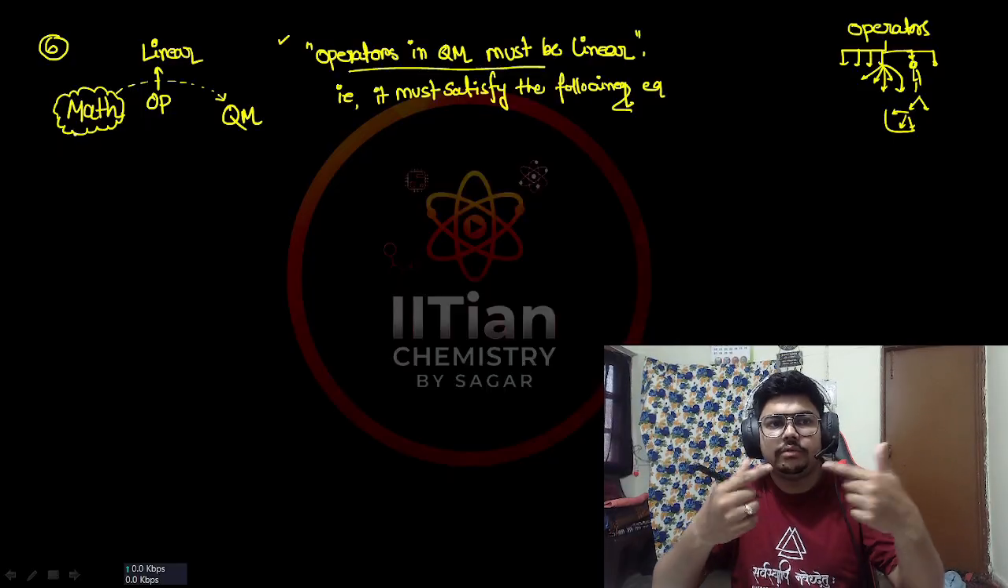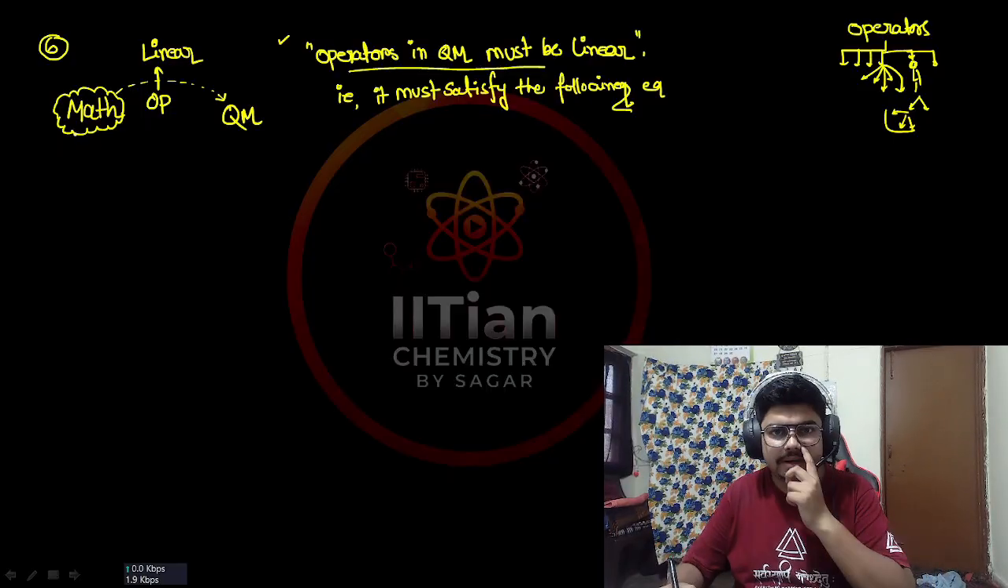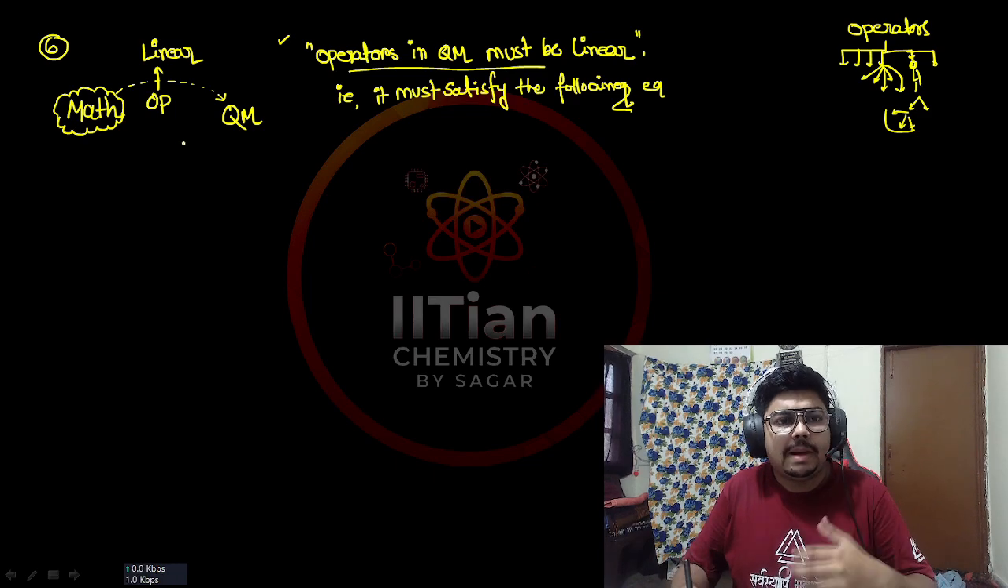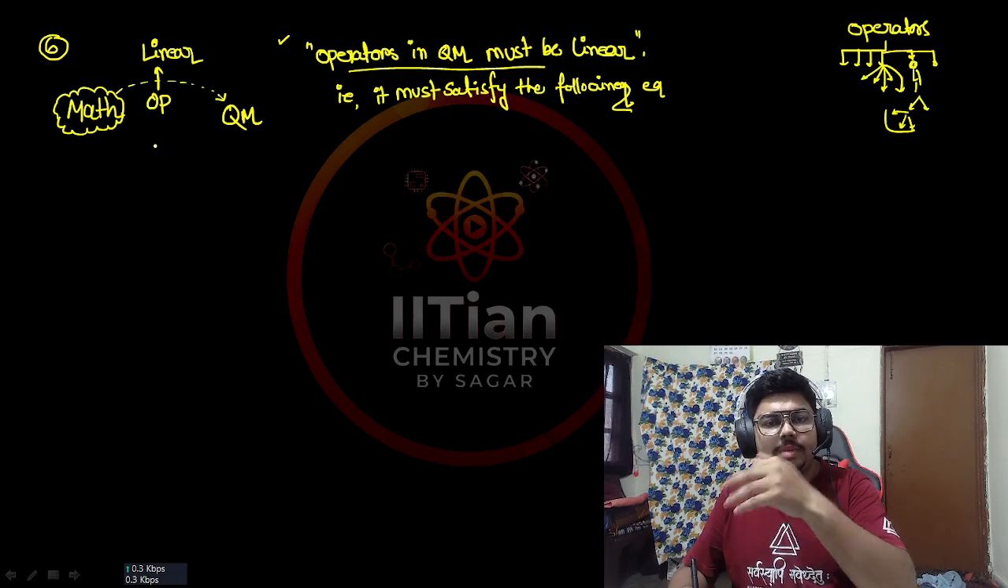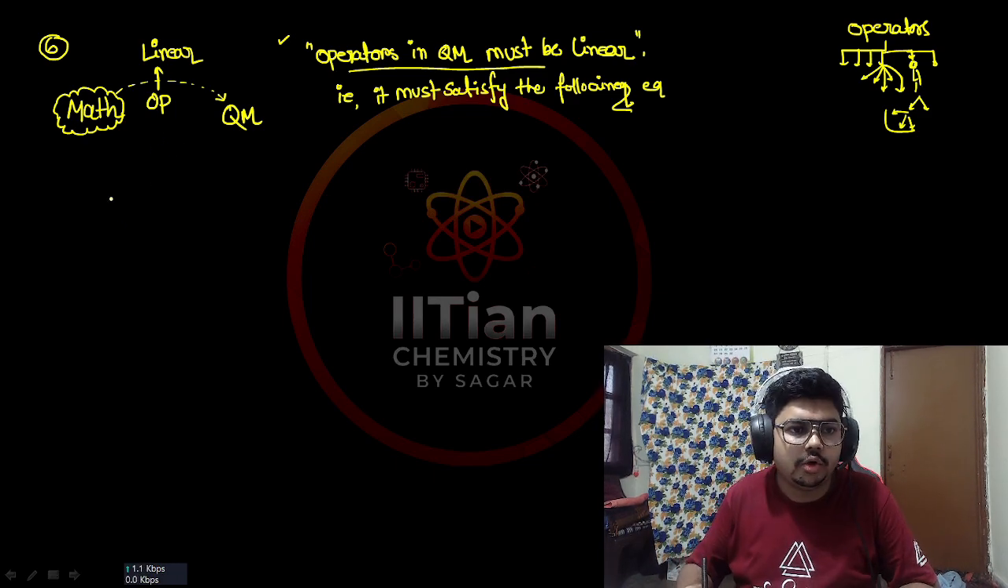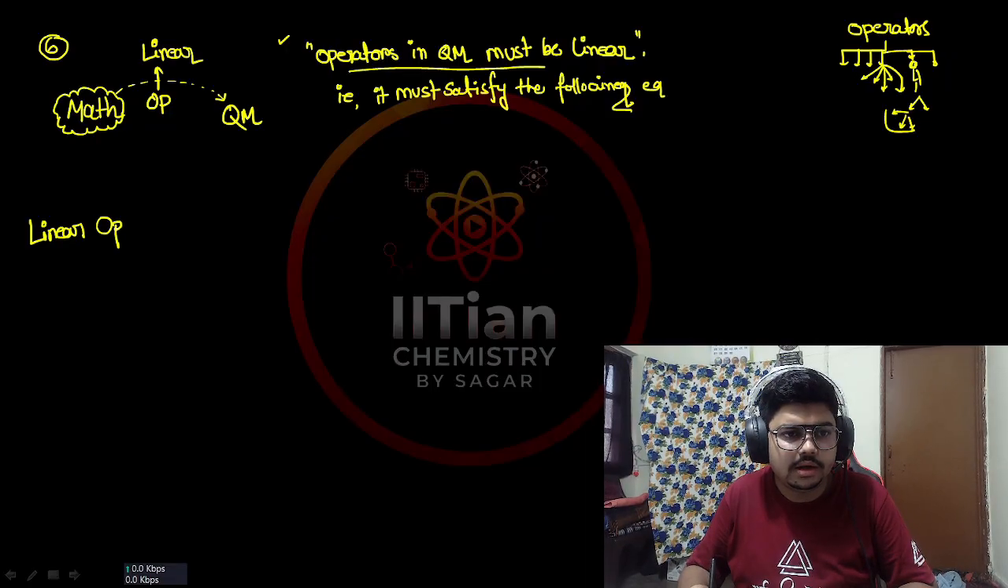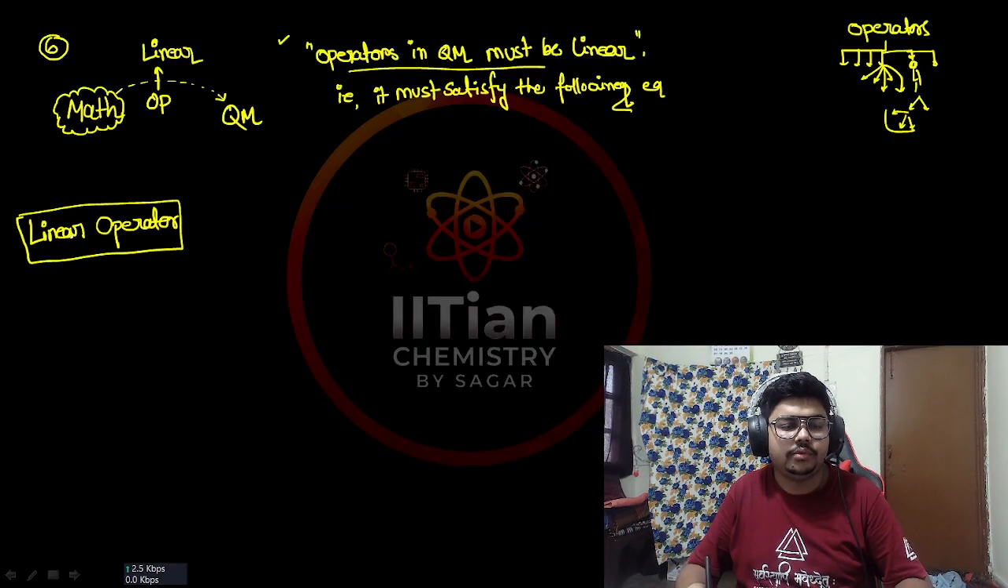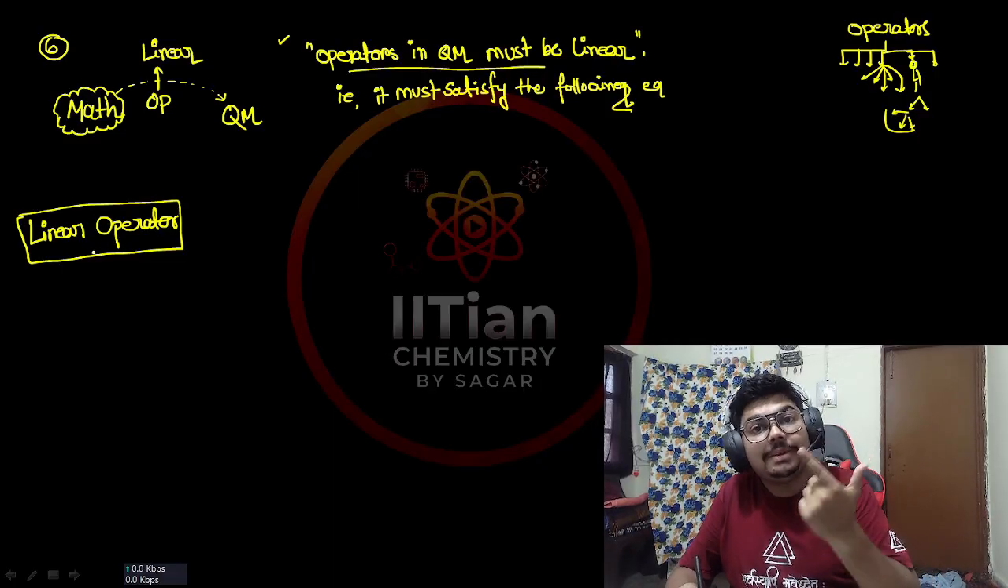We will understand what we mean by a linear operator. My operator should be linear to be applicable in quantum mechanics. We must have a linear operator to be used in quantum mechanics, right? Only an operator is not enough. We must have a linear operator. When will we call an operator a linear operator?